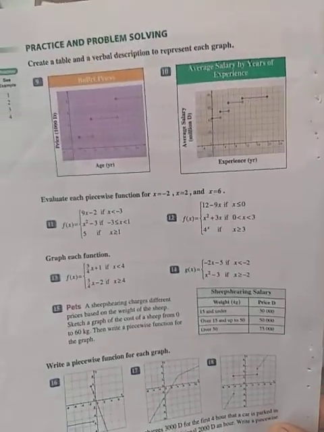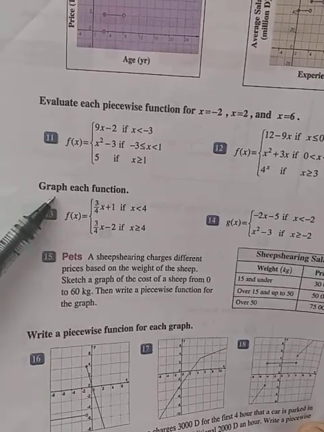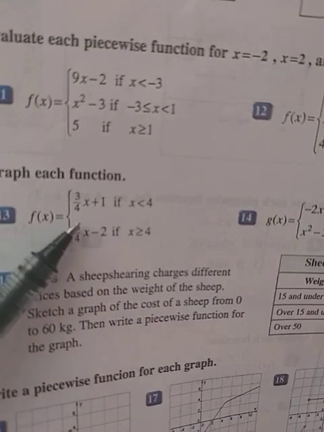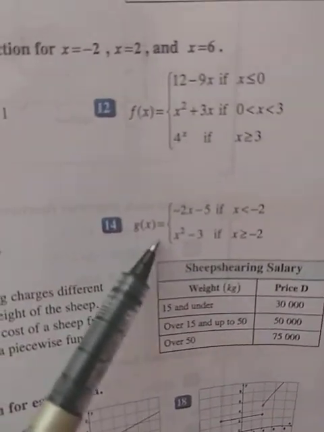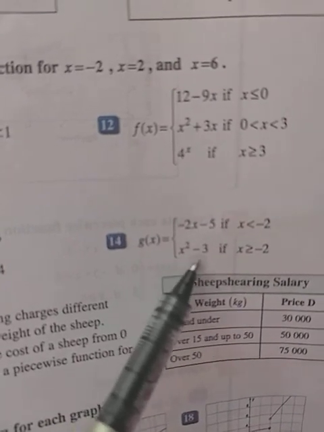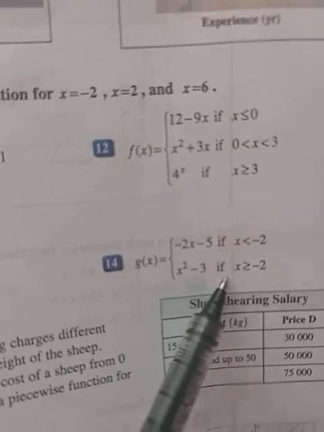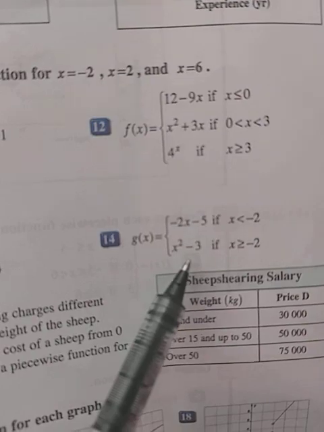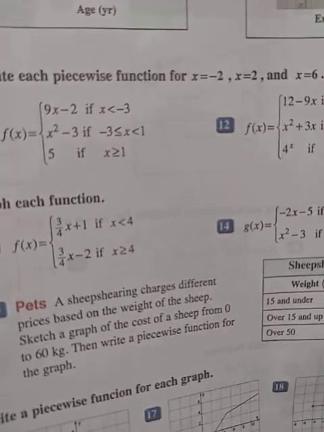Here is the exercise. Graph each function. So, a straight line. This is x square. In this exercise, we need more than 2 points because you have x square. This is a parabola. Try to graph this too.